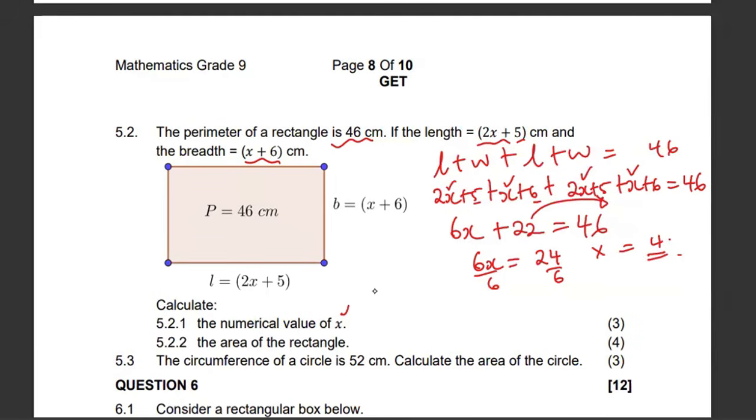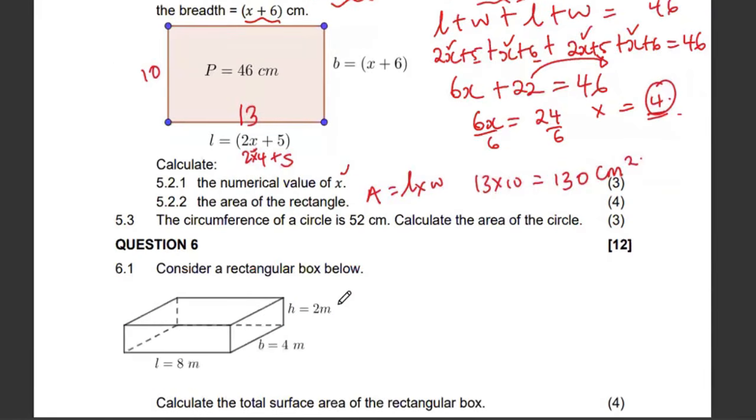Now, for us to get the area, replace 4 with the x here. That is 2 times 4 is 8 plus 5. That's 13. And then 4 plus 6, that's 10. So area is going to be length times width, 13 times 10, which is 130 centimeters squared.